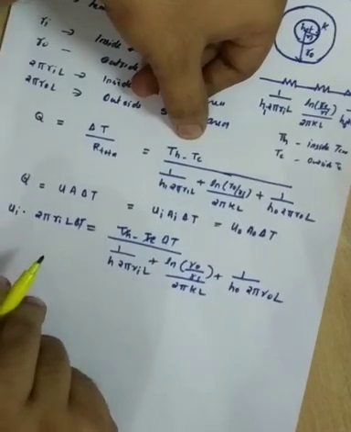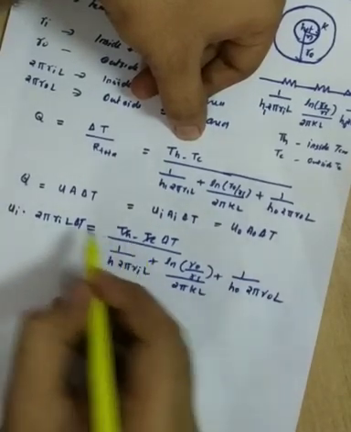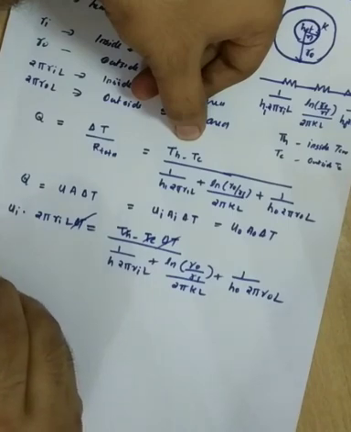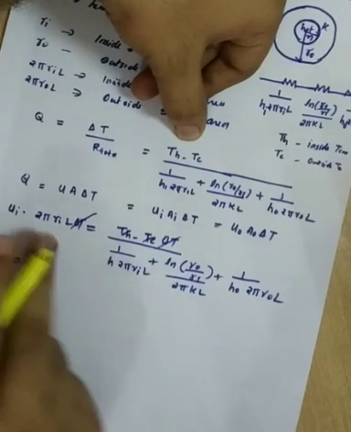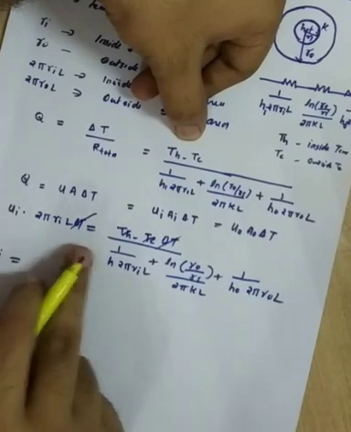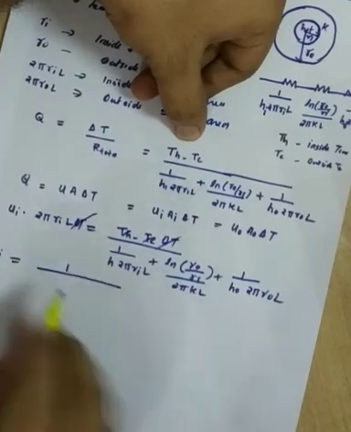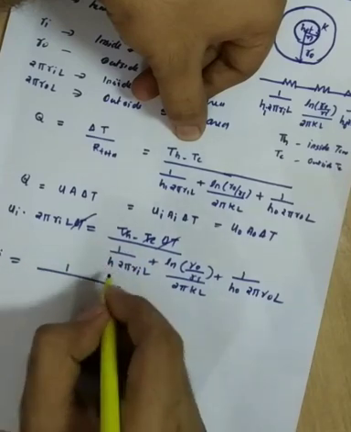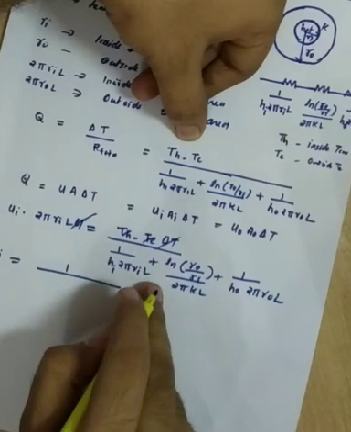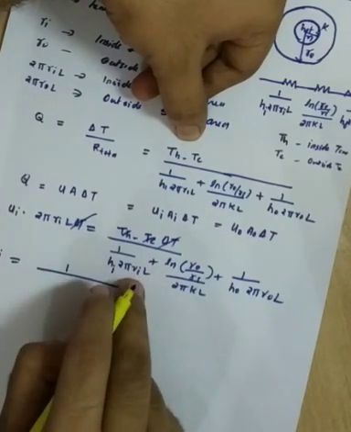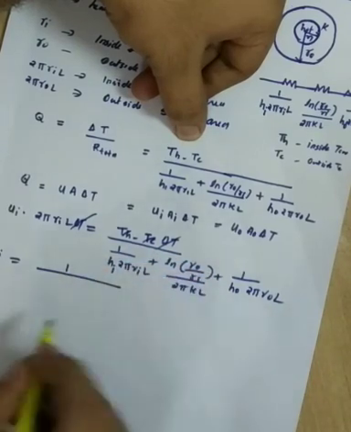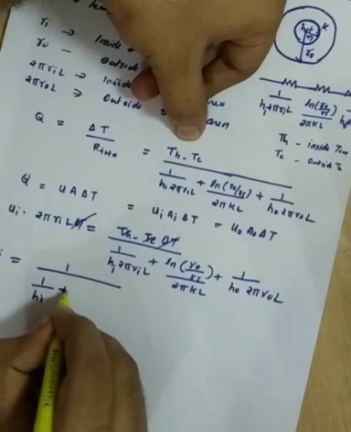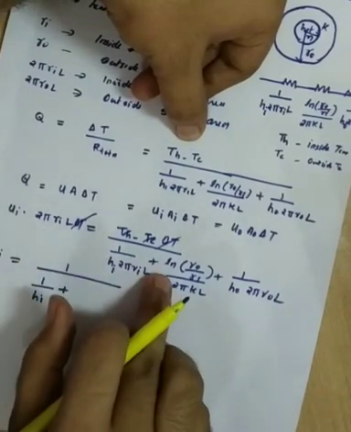Okay, and what is this Ui? Delta T gets cancelled. So what is Ui then? Ui is equal to 1 by 2 pi RiL, into 1 by hi 2 pi RiL. So 1 by hi 2 pi RiL into 2 pi RiL. What is remaining? 1 by hi is remaining. So here plus 2 pi RiL.